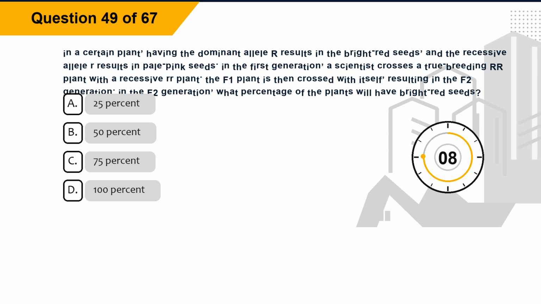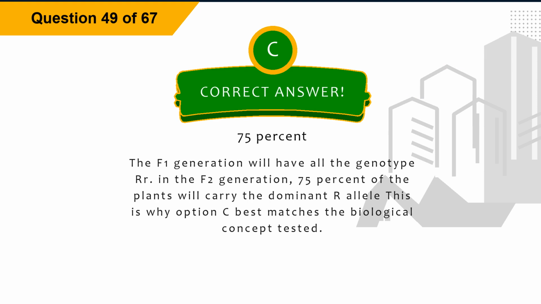Option A, 25%. Option B, 50%. Option C, 75%. Option D, 100%. The correct answer is option C, 75%. Explanation. The F1 generation will have all the genotype Rr.